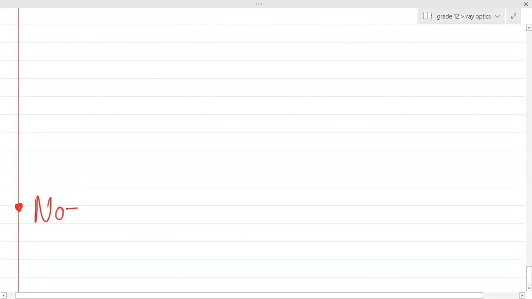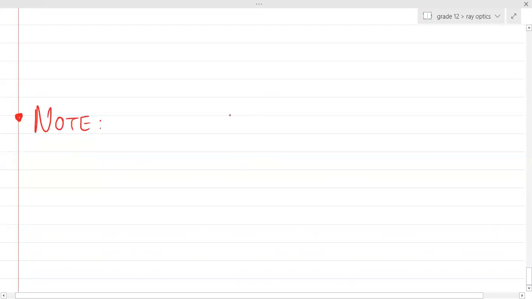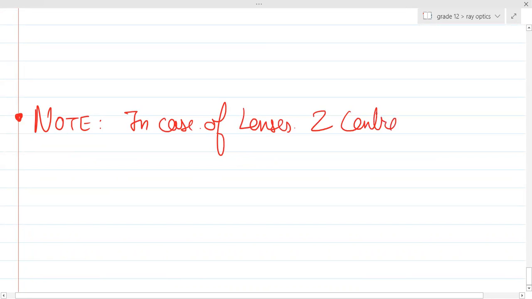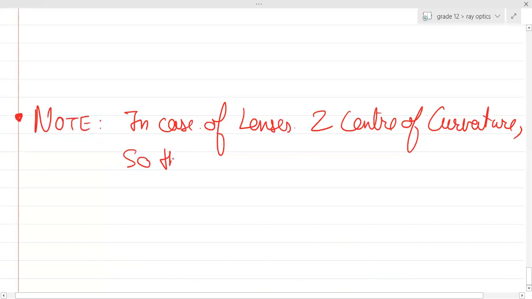Guys, let's discuss some points to remember. In the case of a lens, how many centers of curvature are there? Two. Two centers of curvature are there. So if there are two centers of curvature, there are two radii and there are two focuses as well, right?